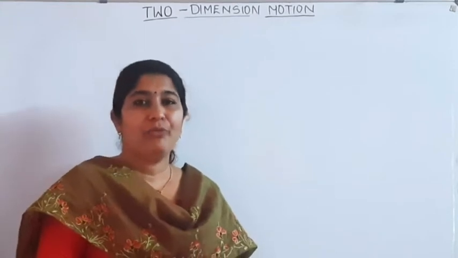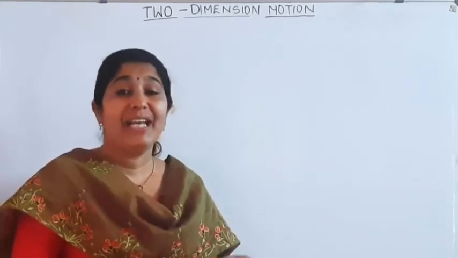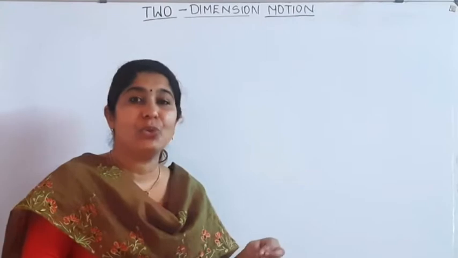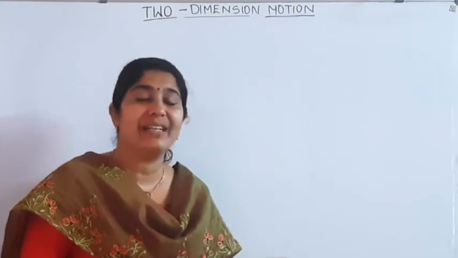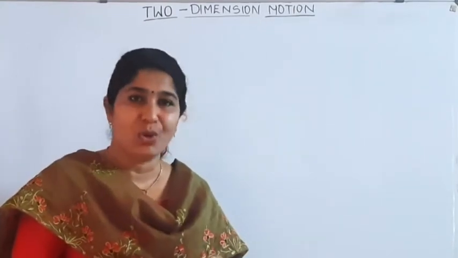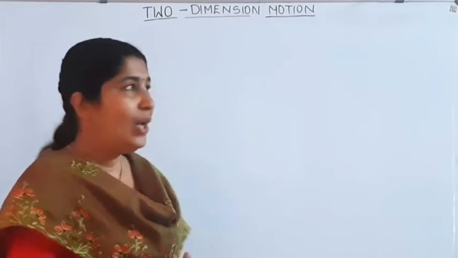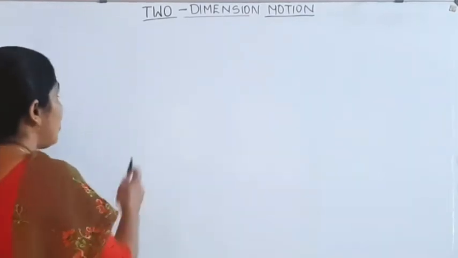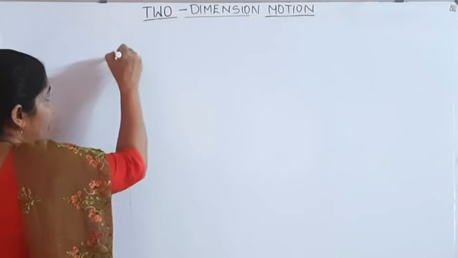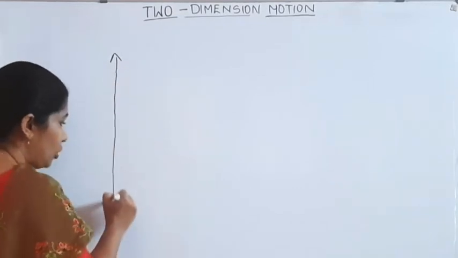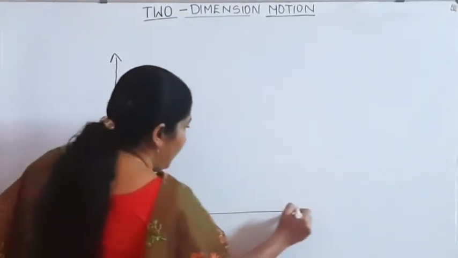We all know about projectiles. Any body which is projected into the atmosphere and moves under the influence of gravity is called a projectile. Okay, now we can consider projectile motion. What about the path of the projectile? The path of the projectile is a parabola.